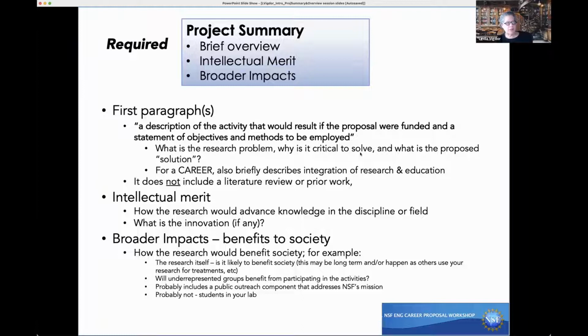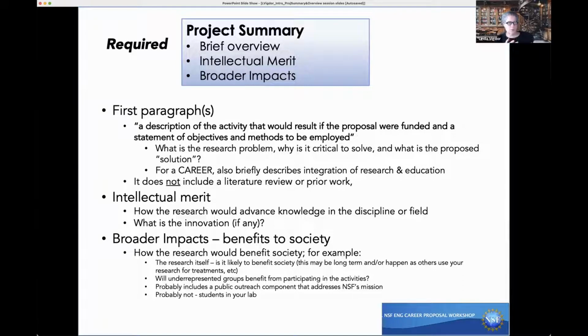So more specifically, the project summary. The first paragraph, this overview, is taken right out of the NSF website. What should be in this overview section of the project summary is a description of the activity that would result if the proposal were funded and a statement of objectives and methods to be employed. So you should state what the research problem is, why it's critical to solve, and what the proposed solution is.